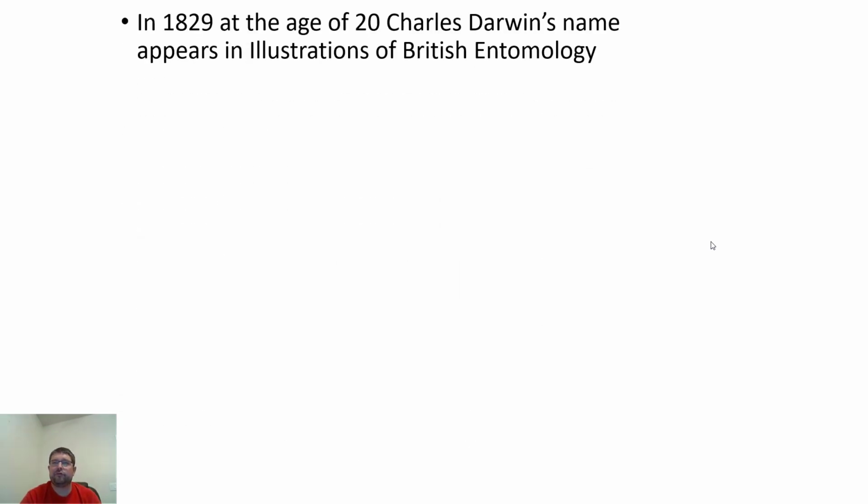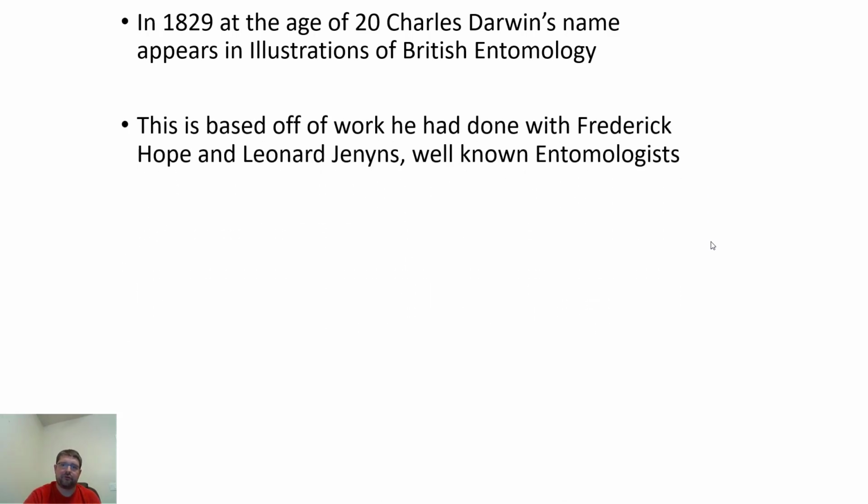So in 1829, Charles Darwin was 20 years old, and that's the first time that we see his name appear in scientific literature. And it appeared with illustrations of beetles and other things from a couple of famous entomologists in the region, Leonard Jennings and Frederick Hope. So Darwin, pretty young, 20 years old, started to realize his knack for writing about the scientific world.